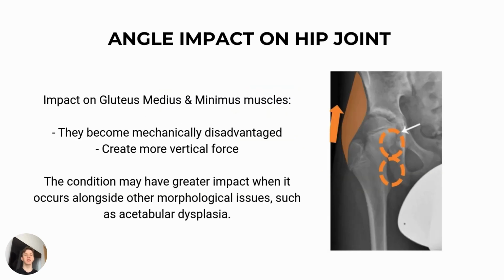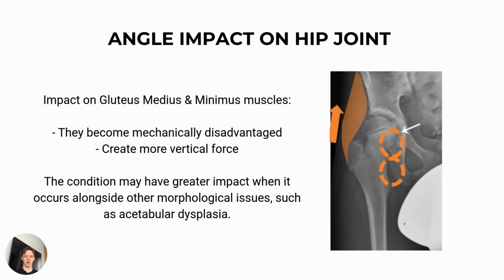So talking about impact on the hip joint, if we're talking about coxa valga and vara and how these conditions may affect the hip mechanics, we know that all these things may increase the risk of anterior inferior acetabular impingement and also ischiofemoral impingement. Both of the places are highlighted here with the orange circles.